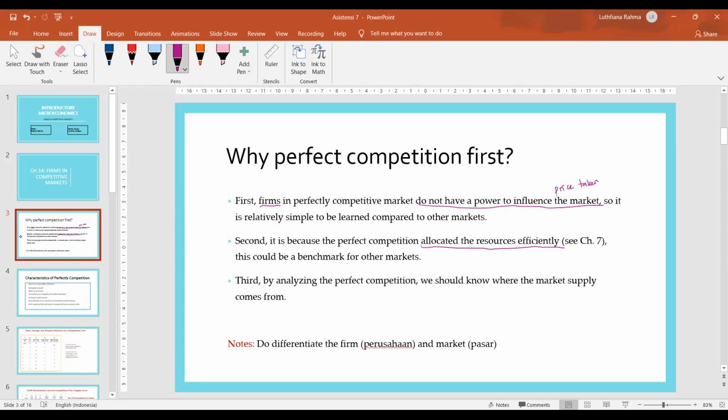Again, for these materials, you need to differentiate between firms and market because they are two separate things. A market consists of a lot of firms, and a firm is just a firm. Please do differentiate the firm and the market because they have different curves. You will still remember that later.